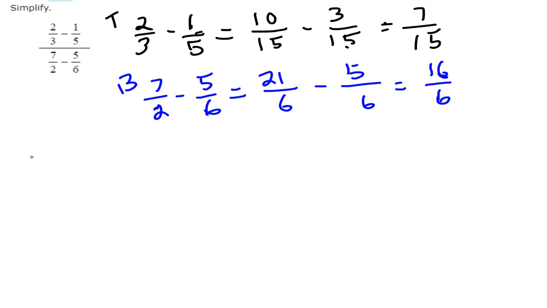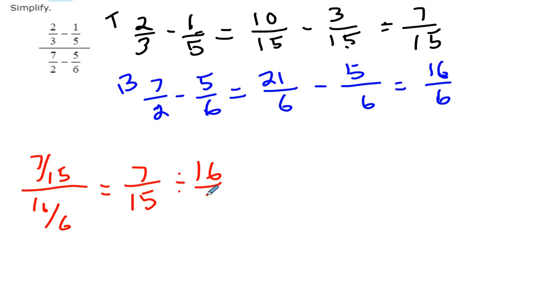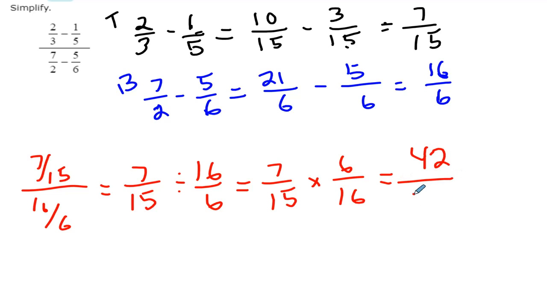So in this case, I have 7 over 15 divided by 16 over 6. So I'm going to change that. So the first one's 7 over 15. And I'm going to flip the second one, which is 6 over 16. And when I multiply those two together, I get 42 over 240.